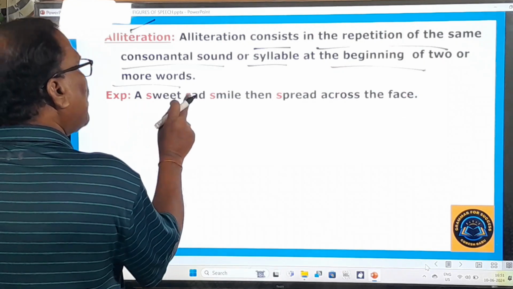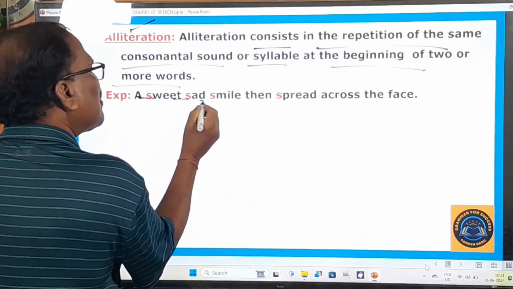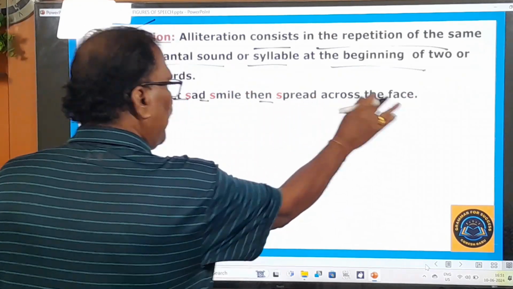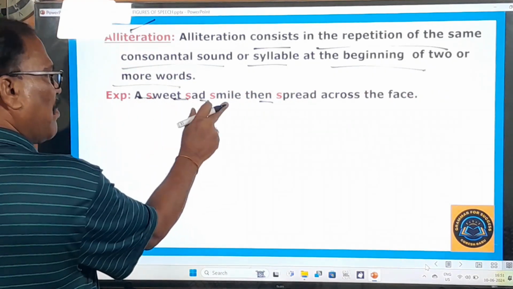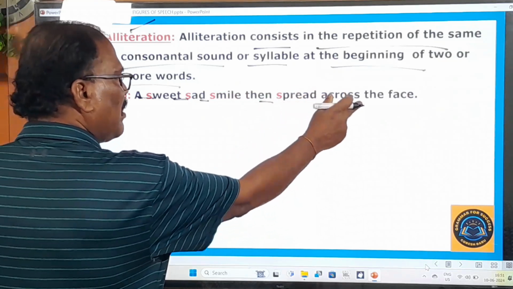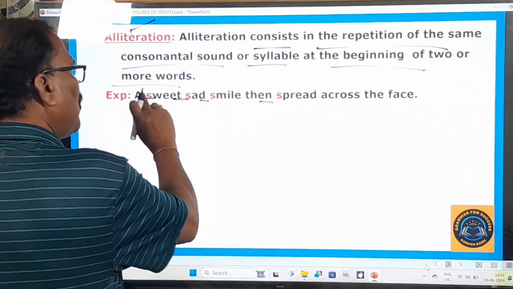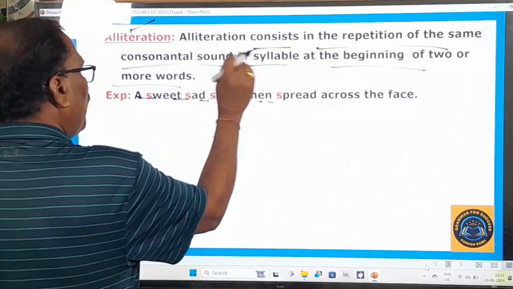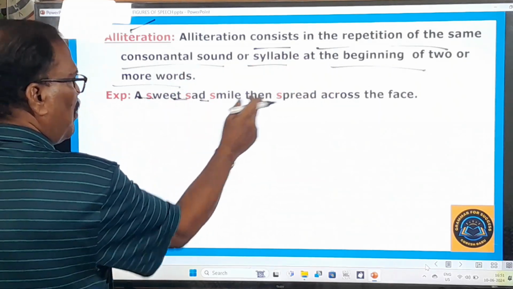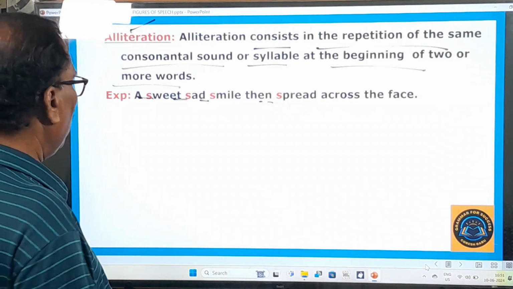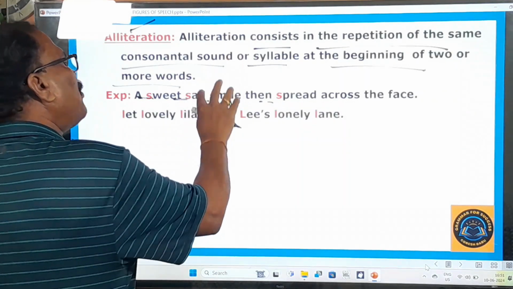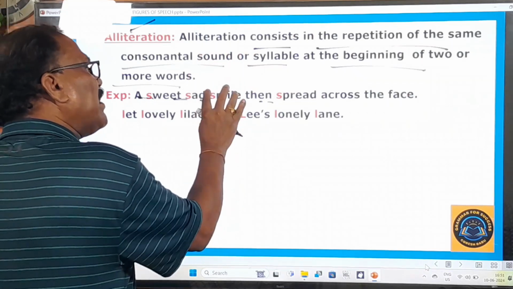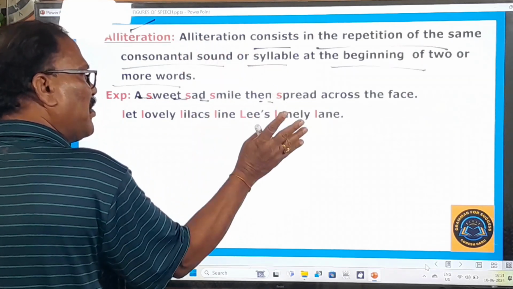A sweet, sad smile. See, sa, sa, sa. A sweet, sad smile then spread across the face. So sa, sa, sa, sa. So these are all consonantal sounds. They are only at the beginning of two or more words. That is called alliteration. So it lends some kind of beauty to the sentence. It lends some kind of charm or musical quality to the line of that poetry or anything.